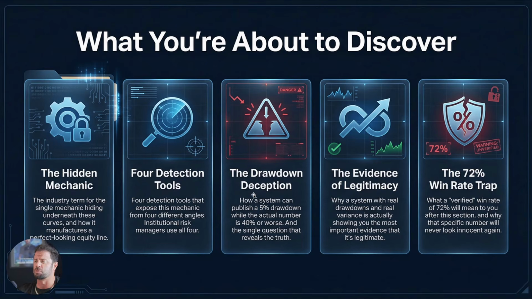All right, the drawdown deception on these systems is going to be exposed as well. A system can say they have 5% drawdown and actually have 40, 50, 80% drawdown or worse. And I'm going to share with you a single question that reveals how you can figure this out in literally 2 minutes. All right, so the evidence legitimacy. So why a system with real drawdowns and real variance is actually showing you the most important evidence that it's not legitimate, okay? And then finally, a nice fingerprint, all right, what this 72% win rate trap is. And by the time we're done with this, I promise you'll have a whole new perspective. Life is going to get a lot easier, and we're going to keep your capital safe.